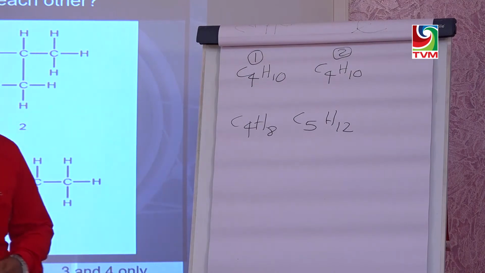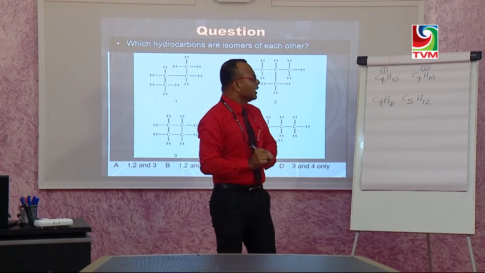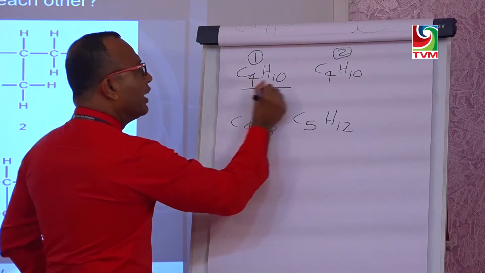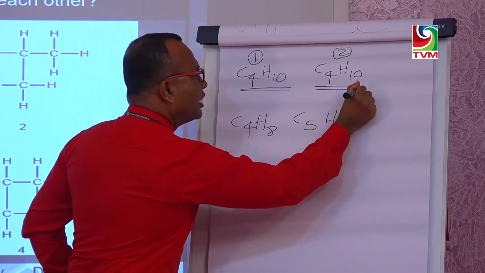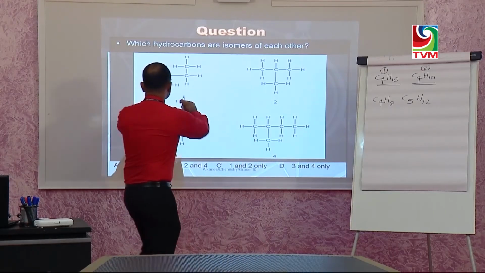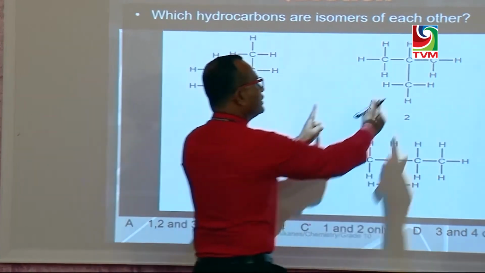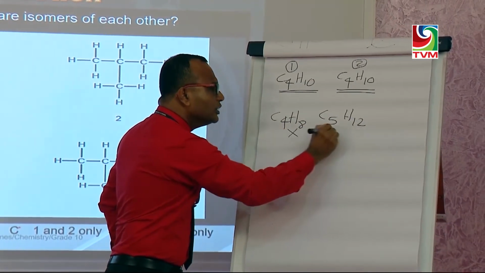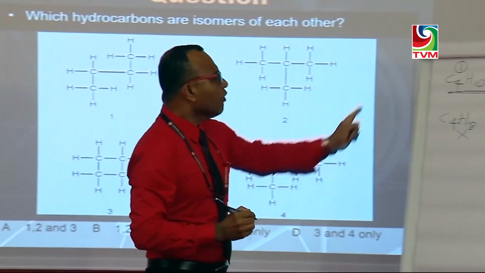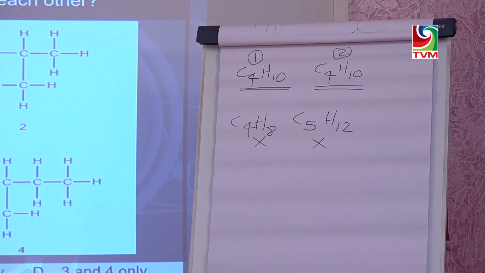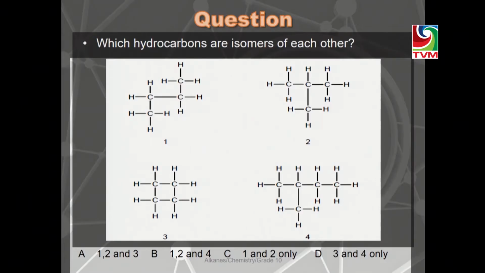Now you may understand. So 1 and 2 have the same molecular formula, C4H10, C4H10. These two are isomers. See the structures. This is a linear structure. This one is a branched structure. They are isomers, but these two are not isomers of any one of those. So we identify 1 and 2 are the isomers. The answer is C.